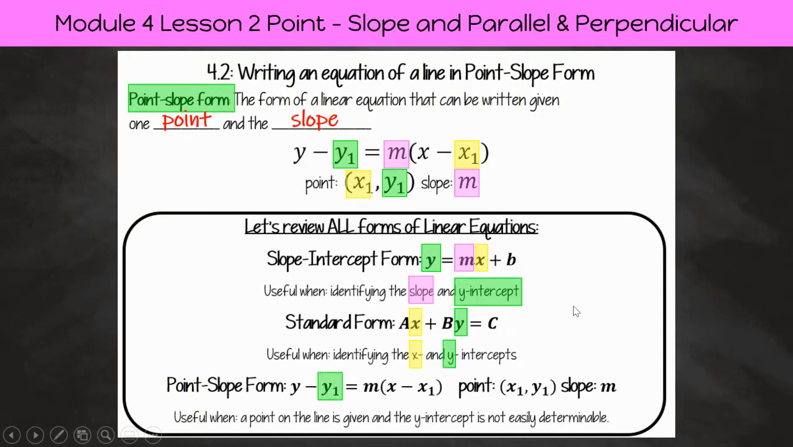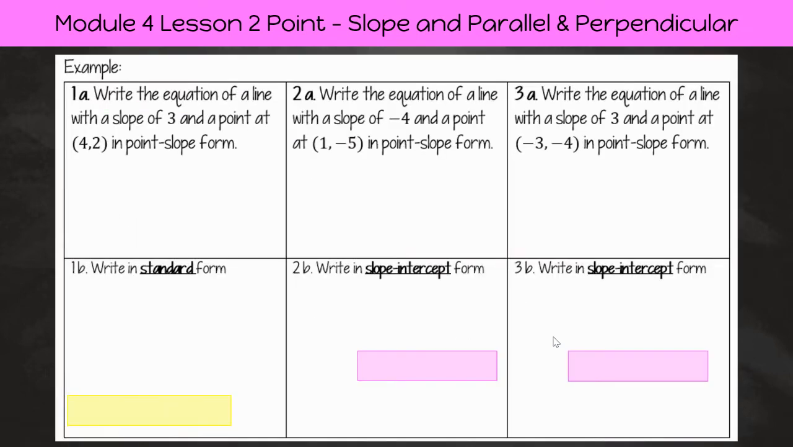Then today, what we're going to talk about is our point slope form. That is y minus y1 equals m times x minus x1, where we have a point of x1, y1 and a slope of m. This is useful when a point on a line is given and the y-intercept is not easily determinable. So if we don't get a nice, clean, and easy y-intercept, then we can use our point slope form. It's also very helpful when we're given parallel and perpendicular lines, which we're going to get to soon.